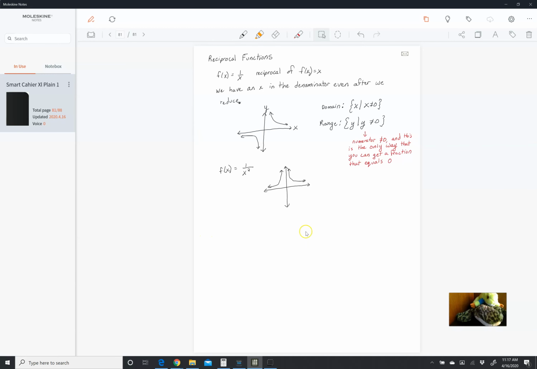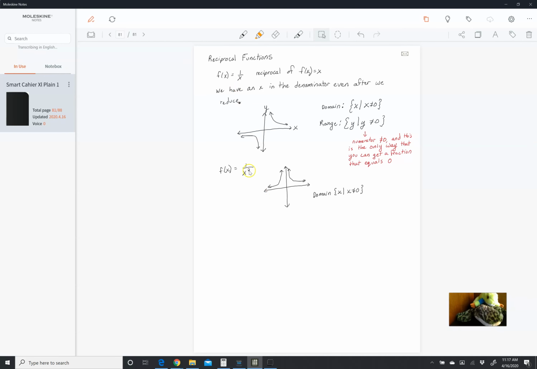And then over here, the domain and the range is similar. The domain is actually exactly the same, right? We go from negative infinity to positive infinity. But we don't have 0, because if we had 0, that would make it undefined. And the difference here is that the y value has to be positive.